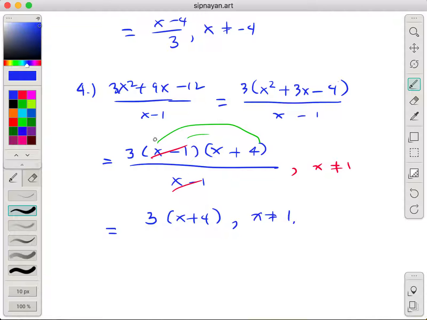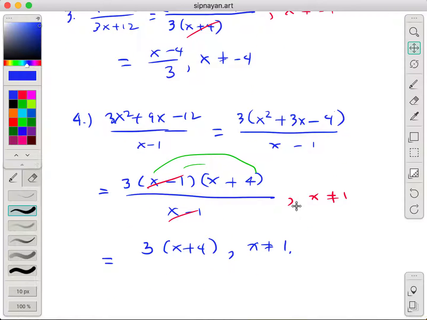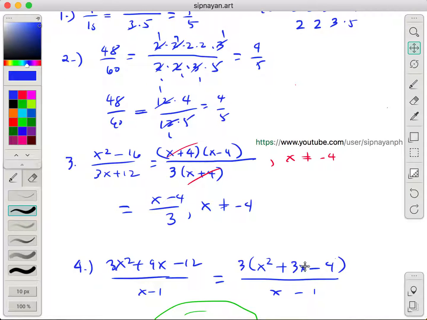Again, hindi ko ituturo yung factoring dito kasi this is not a factoring lesson. Ang assumption is alam nyo na yung factoring. Kung interesado kayo matutunan yung factoring, hindi nyo pa alam, just search for our series on factoring in the Sipnayan YouTube channel.